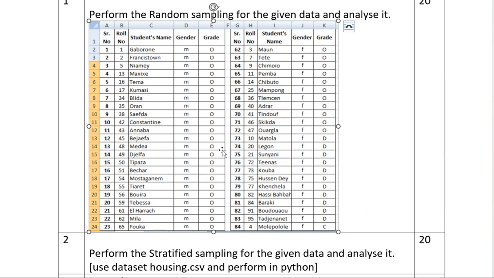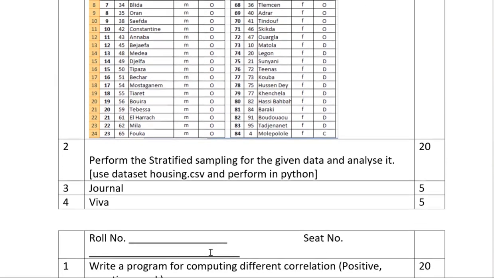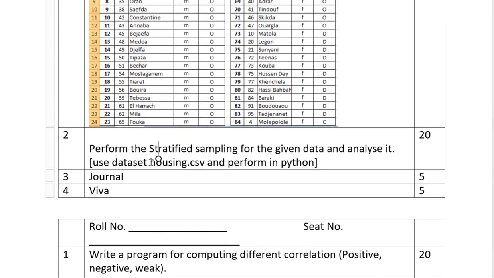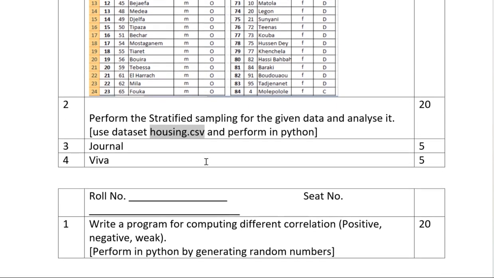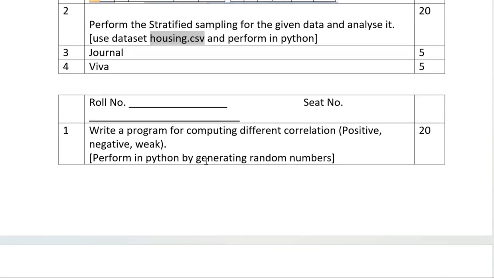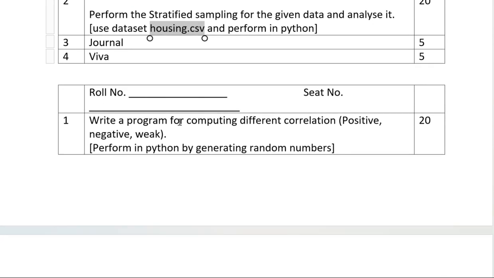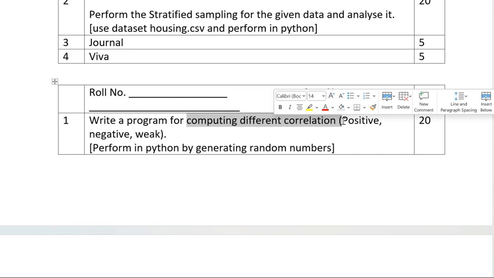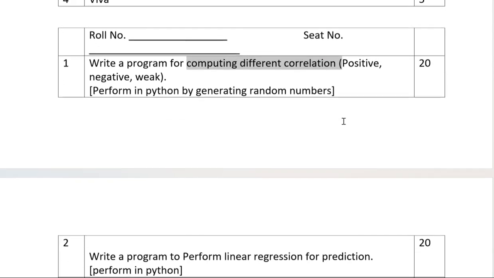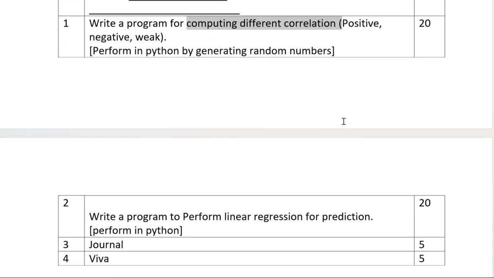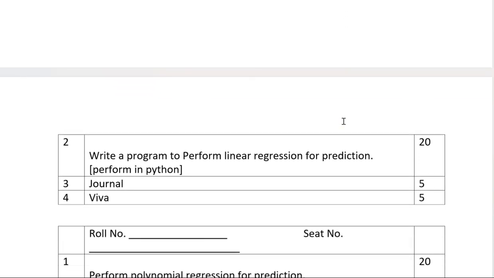random sampling. Perform stratified sampling of the given data set. For this we have to use the housing.csv file and we can perform it in Python. Then the next question is compute different correlations: positive, negative and weak. For that we have to generate random numbers and perform the correlation.